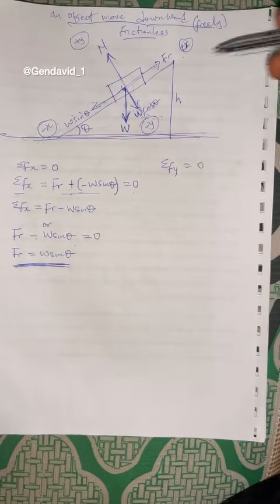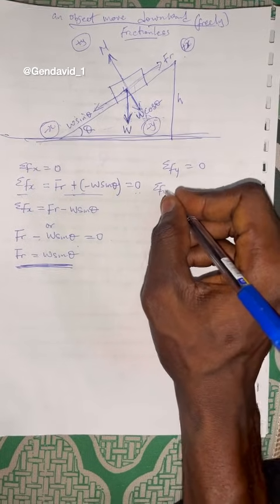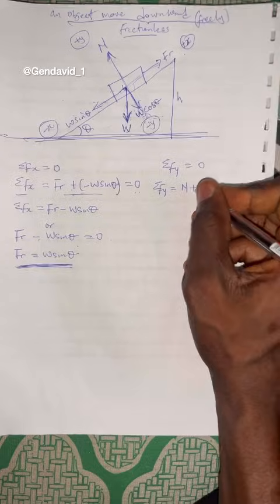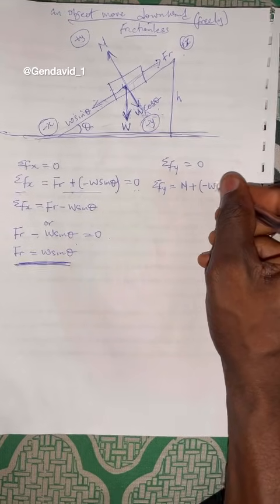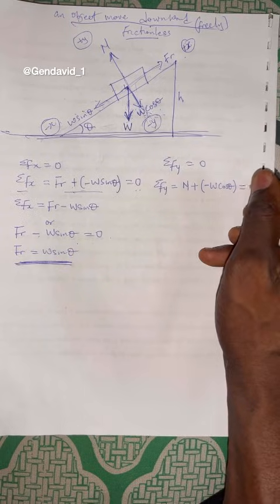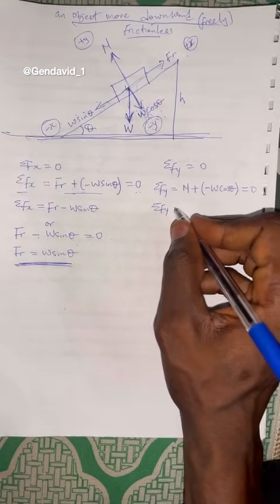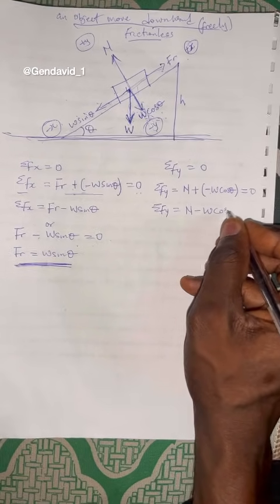Summation Fy for the vertical is equal to 0 as well. Therefore, I can have the summation Fy equals N towards the positive, then plus W cos theta towards the negative, which is minus W cos theta. Everything equals what? 0. So you have two choices. You can say that summation Fy is equal to N multiplied by this, minus W cos theta.